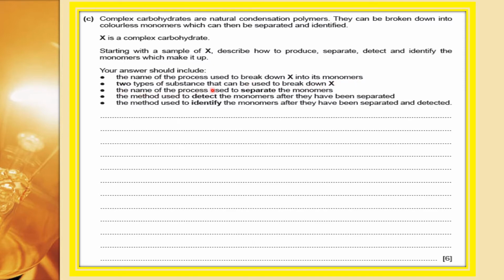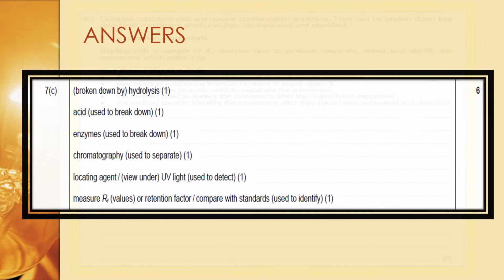The two types of substance that can be used to break down: we use hydrochloric acid. The name of the process used to separate the monomers. So this is the acid; now the enzyme used to break down. What is the enzyme used to break down the carbohydrates? Do you remember? Still remember? So you can say we use the enzyme amylase.